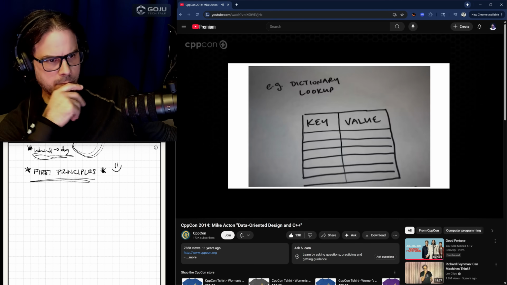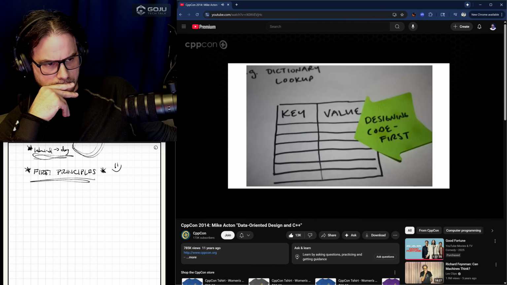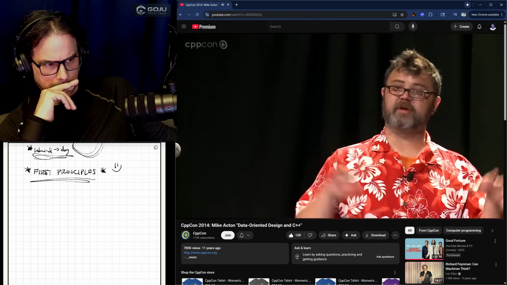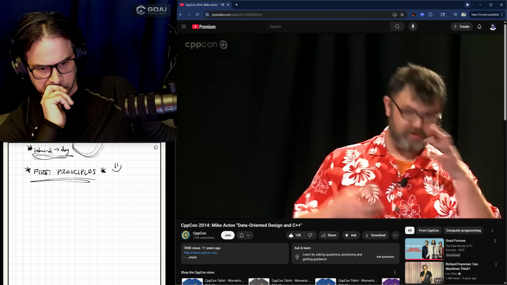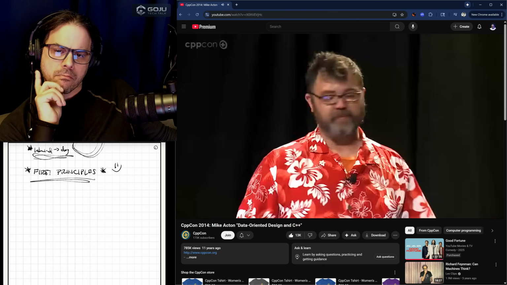Dictionary lookup. I have some keys, I have some values, I have a key-value pair, and I want to get the value given a key, right? In the traditional code, if I'm thinking about the code first, this table is what I expect to see in memory, more or less. The key and the value will be associated with each other because in the mental model of the programmer, they are associated together. It's a key-value pair, right?